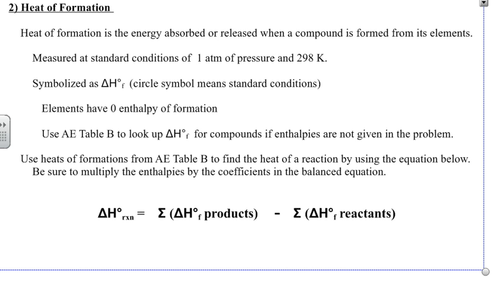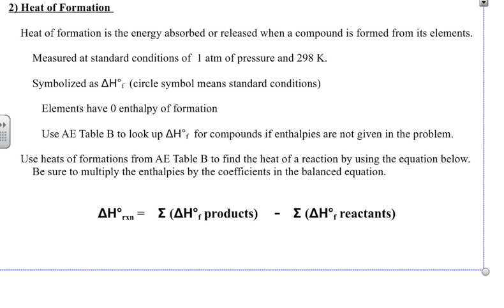You will use the heat of formations from table B to find the heat of a reaction by using this equation. Be sure to multiply the enthalpies of each compound by its coefficient that you see in the balanced equation. Okay, so there's two things going on here.